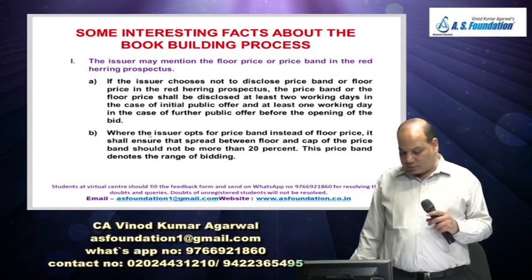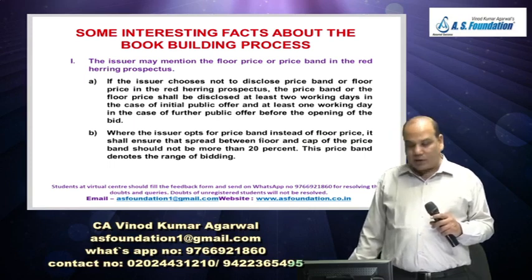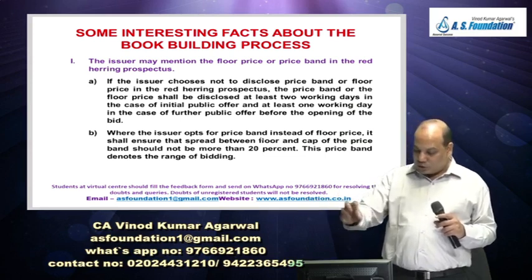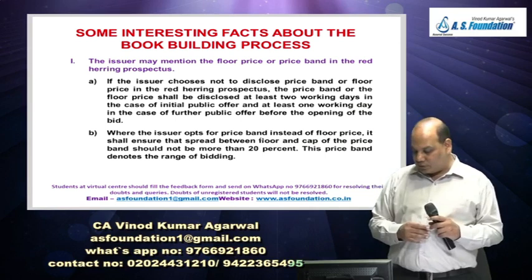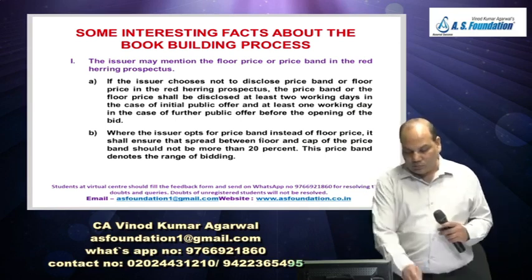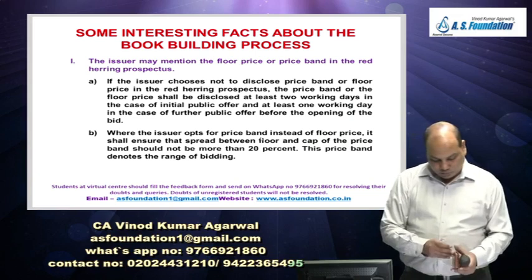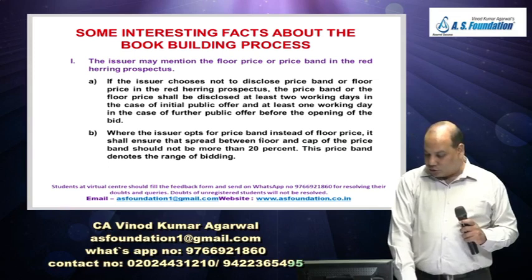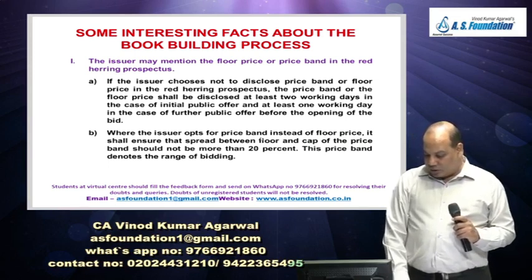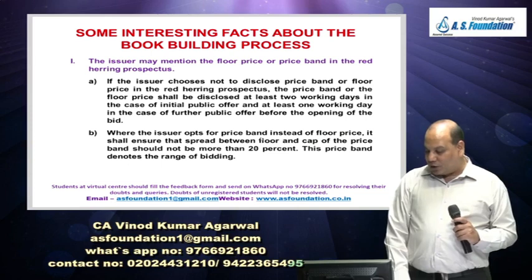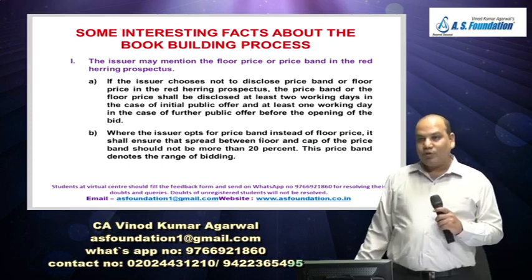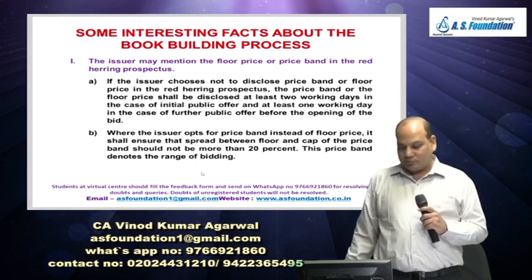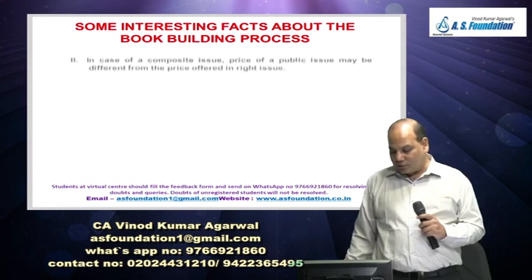or the floor price. Where the issuer opts for a price band, meaning 200 to 220, instead of floor price, meaning only the minimum price, it shall ensure that the spread between the floor and the cap of the price band should not be more than 20%. This price band denotes the range of bidding. Okay, so we are discussing this many times.